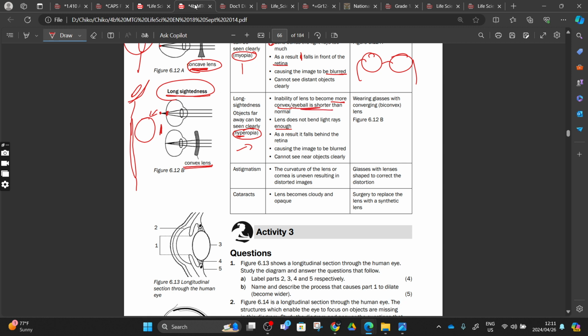And then they say the eyeball can be shorter there. The eyeball can be shorter, pushing away. And then to correct this, we can use biconvex lenses that are shaped outward like that, right? And then the name there is called hyperopia. Then we have astigmatism and cataracts.